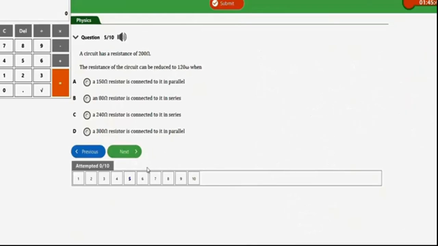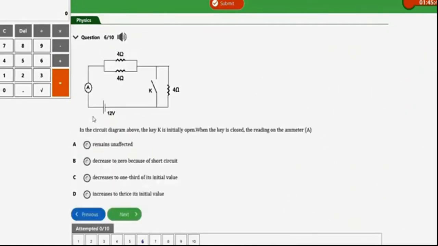So guys, the next repeated question will be this one. It says, in the circuit diagram above, the key is initially open. When the key is closed, the reading on the ammeter A remains unaffected, B decreases to 0 because of short circuit, C decreases to 1/3 of its initial value, D increases to thrice its initial value.